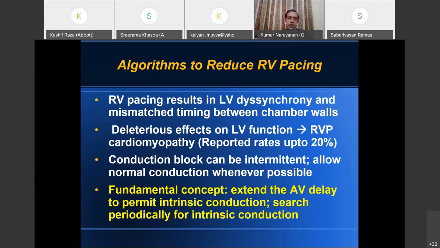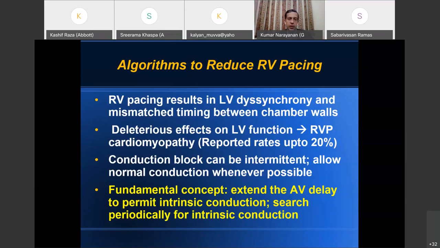The normal activation of the ventricle through the His-Purkinje system is the most physiologic mechanism of activation. It gives the most efficient pump function. And again, in the long term, it has no adverse effects. Whereas if you artificially pace the RV, it creates LV dyssynchrony. And over a period of time, repetitive LV dyssynchrony can gradually lead to LV dysfunction. And this is known as pacing-induced cardiomyopathy. Now, in different studies, different extents of pacing-induced cardiomyopathy, up to 20%, have been reported.